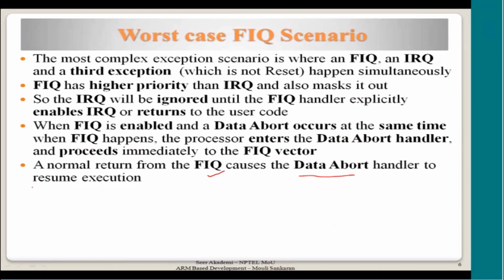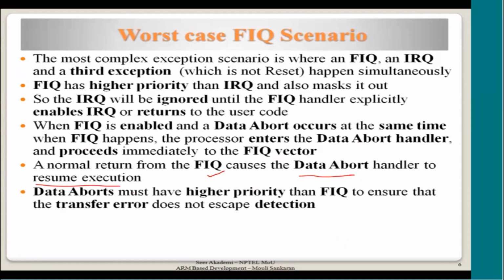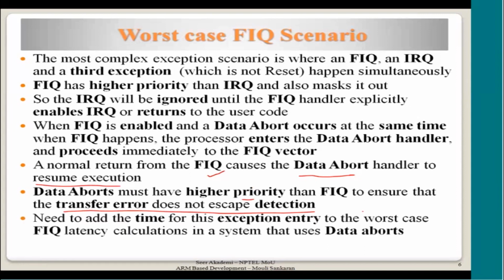Resume execution. Please remember, the data abort must have a higher priority than FIQ to ensure that a transfer error does not escape detection. That's the reason it is given higher priority. We need to add that time now because this overhead is there. We have to add the time taken for coming to the data abort handler and going back when calculating the worst case scenario for FIQ. Got it?